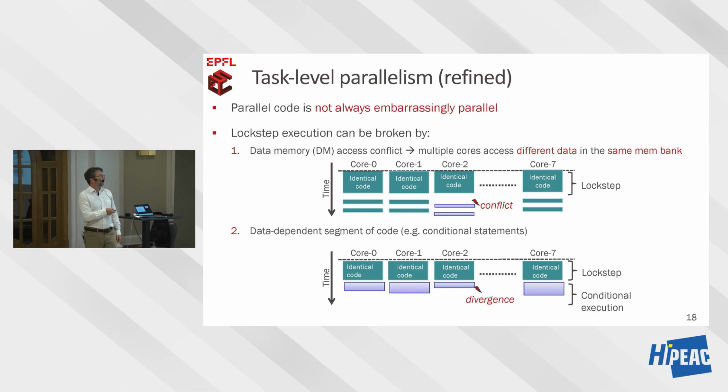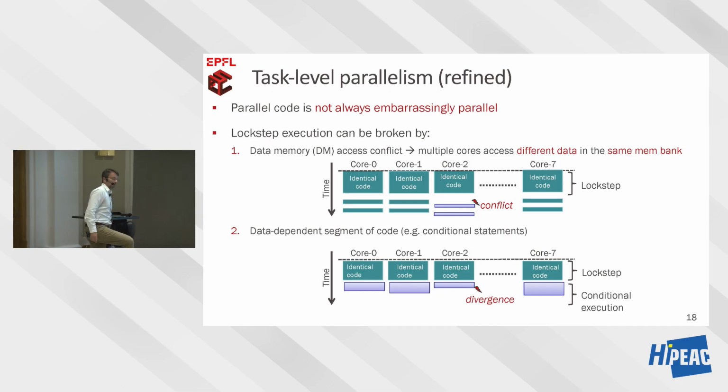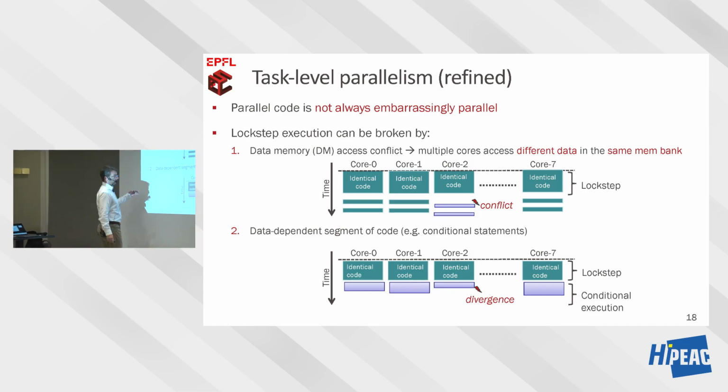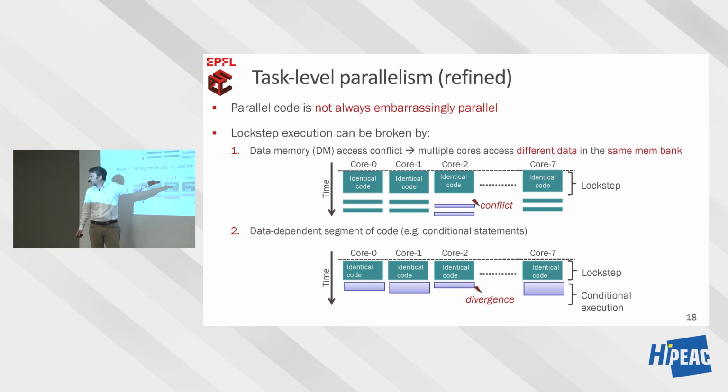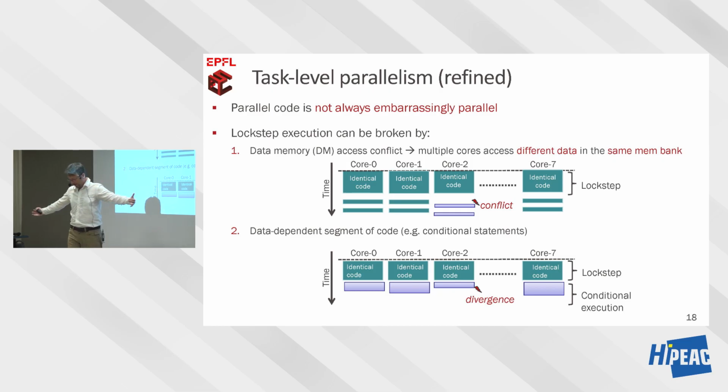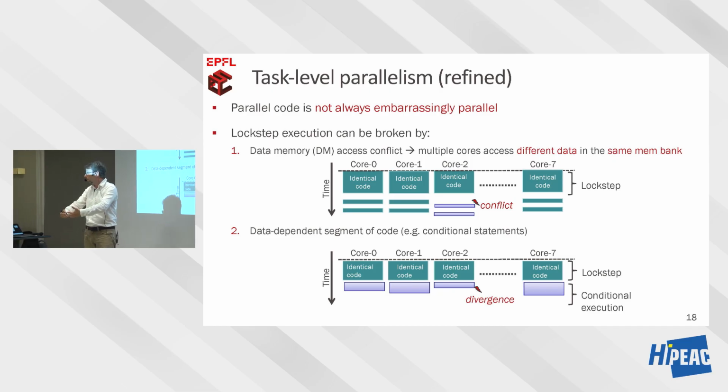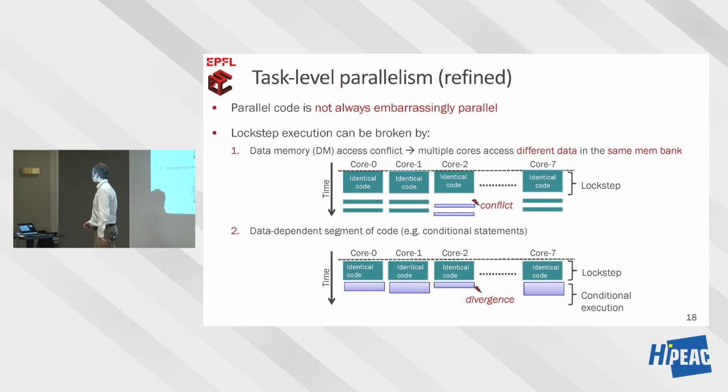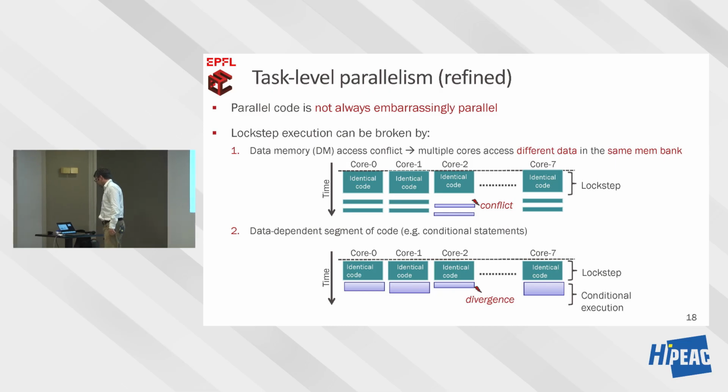The second condition is data-dependent segments of the code. What we would like to have is a bunch of cores which execute the same instructions, and then a branch happens. Some of the cores will go in one direction, some of the cores go into another direction, but when the control path converges again, they should resume lockstep execution, because this is the most efficient type of execution. So let's see how this flexible single instruction multiple data paradigm can be implemented.